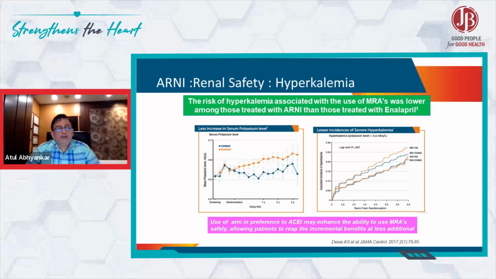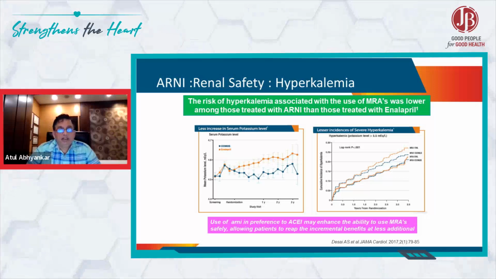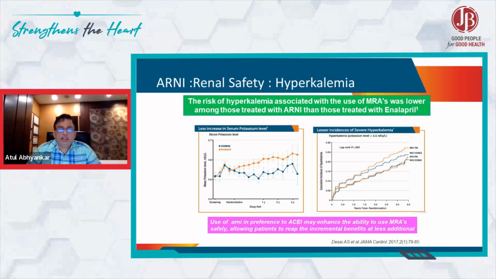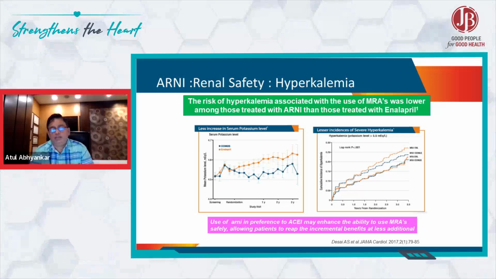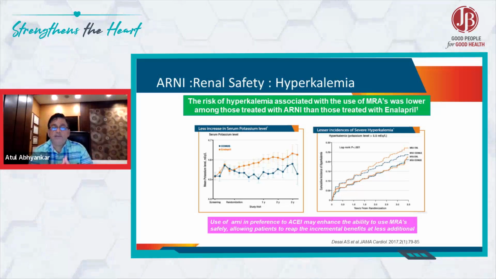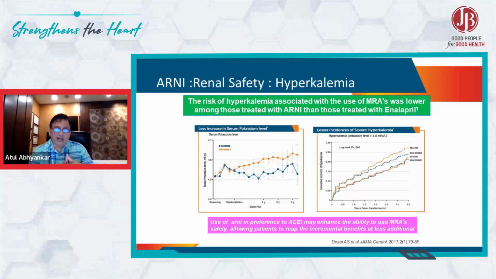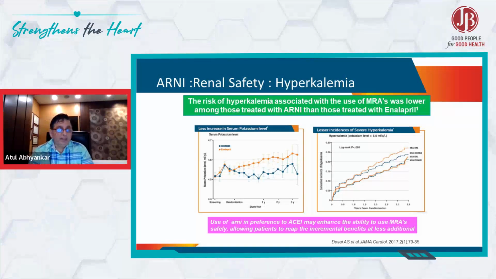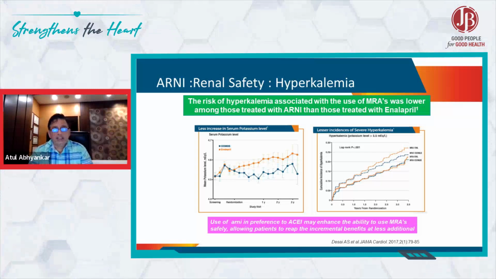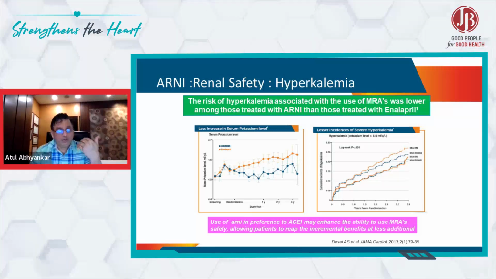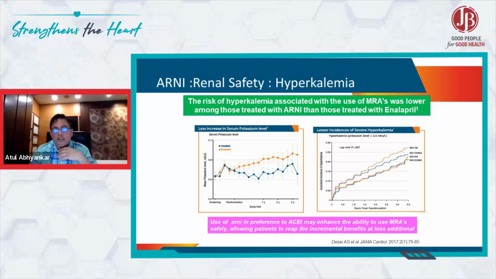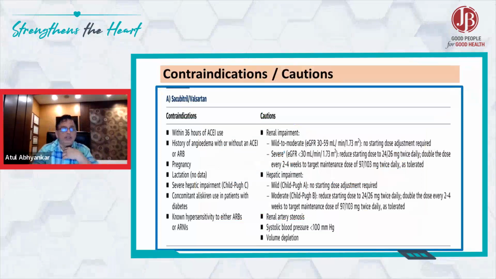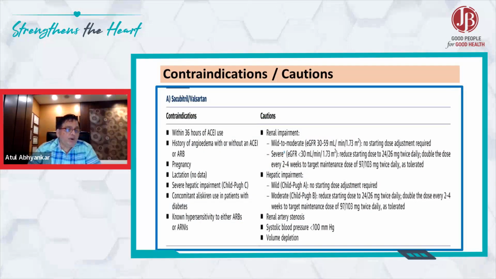Now, again, if you look at the renal safety and hyperkalemia, the risk of hyperkalemia associated with the use of MRAs was lower. We know that when you treat the patient with MRAs, there is a risk of hyperkalemia. So, in those patients treated with ARNI versus those treated with enalapril, there was a smaller increase in serum potassium level, and a lesser incidence of severe hyperkalemia. So the amount of increase in potassium was lesser with ARNI, and also the incidence of severe hyperkalemia was reduced. So what are the contraindications?